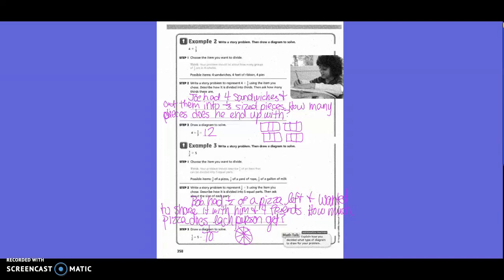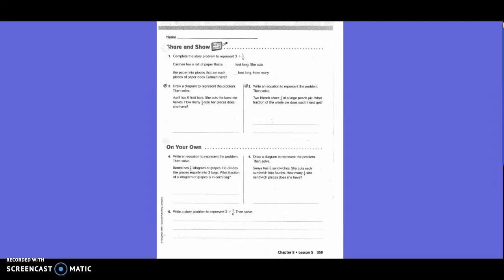Okay. Share and show. Complete the story problem to represent 3 divided by 1/4. Harmon has a roll of paper that is how long, guys? 3 feet long. She cuts the paper into pieces that are 1/4 foot long. How many pieces of paper does she have?